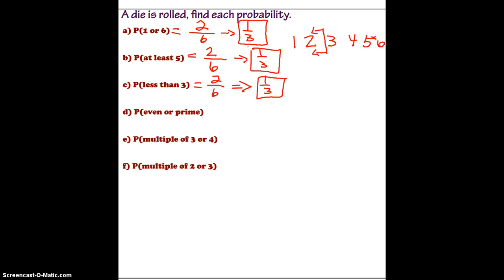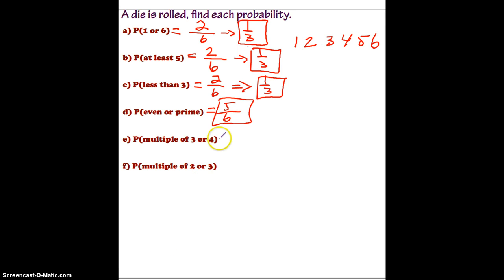Probability of it being even or prime. Looking at my set of numbers, my even numbers: 2, 4, 6. My prime numbers would be 3 and 5. 1 is not considered prime. So here we have 5 possibilities that make it a success, make it what we're looking for, out of a total of 6. And again, if we were only to write any of these as decimals, I wouldn't be mad about it at all. Decimals or fractions should be the way that we write probability.